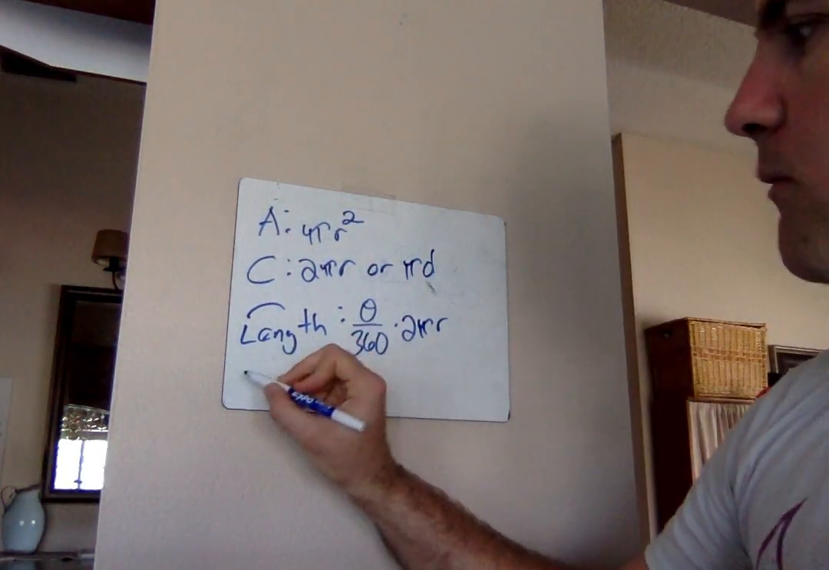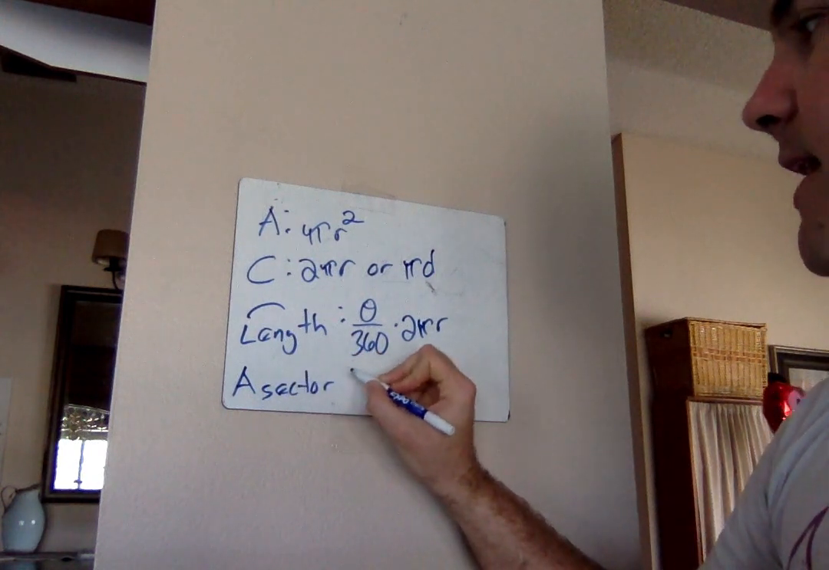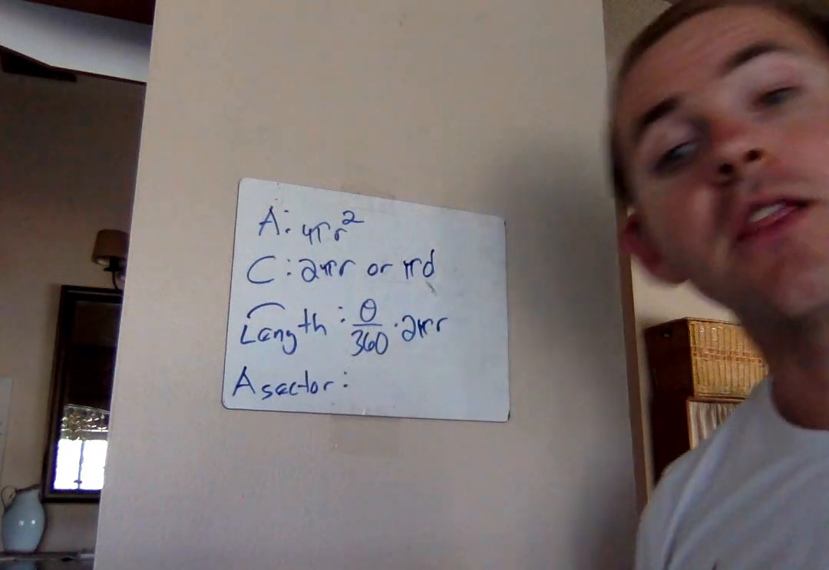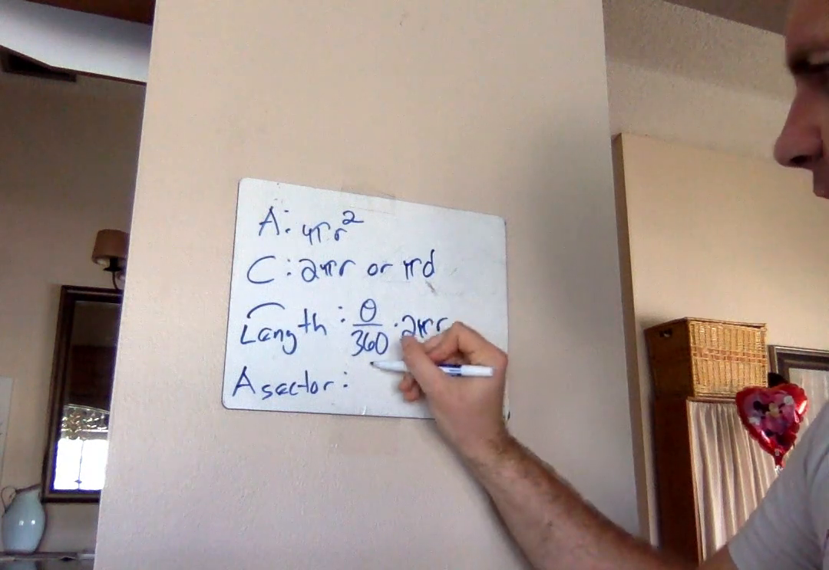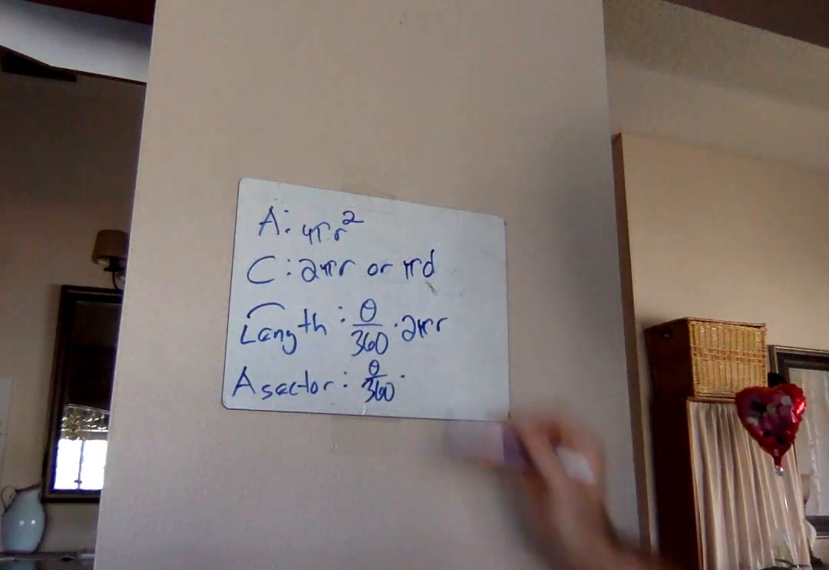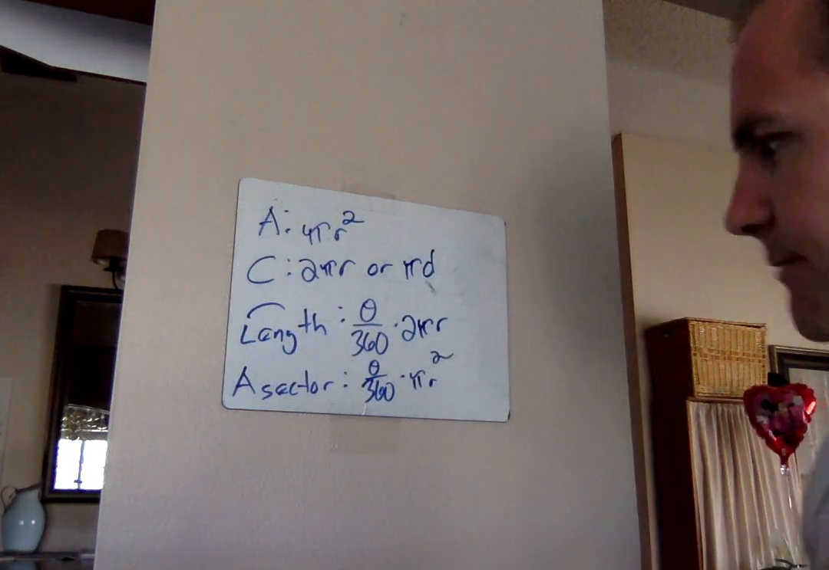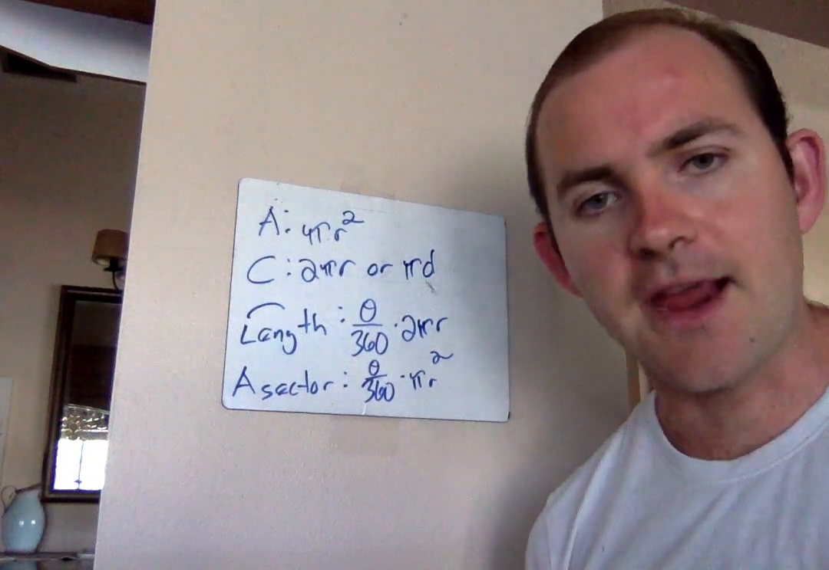I want you to add one more thing, and this is going to be called area of a sector. If we have time, we may come back to this. This is what I like to call the pizza problem, but it's pretty much the same thing as arc length. The only difference is, instead of multiplying it by the circumference, you multiply it by the area, because an area of a sector is simply a fraction of the area of a circle.